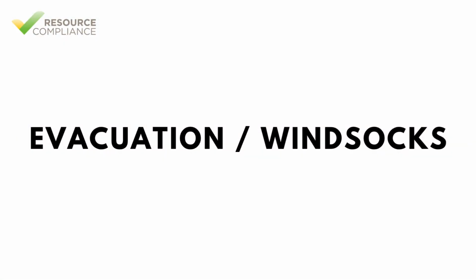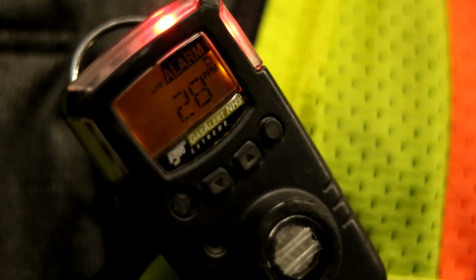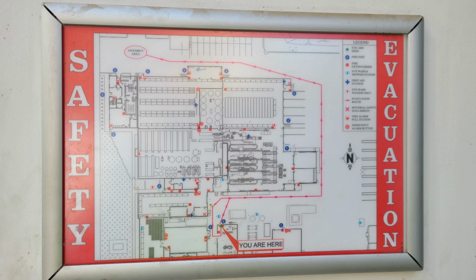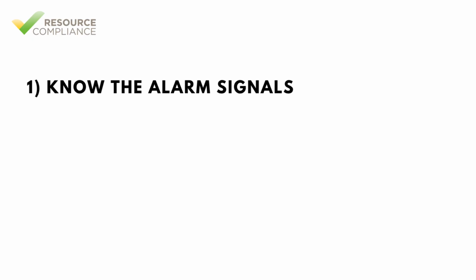In refrigeration plants, emergencies such as ammonia or refrigerant leaks, fires, or equipment failures can create conditions that require immediate evacuation. Being prepared and knowing the correct procedure can save lives. Be familiar with how the plant signals an evacuation. Common examples are sirens, strobes, and PA announcements.